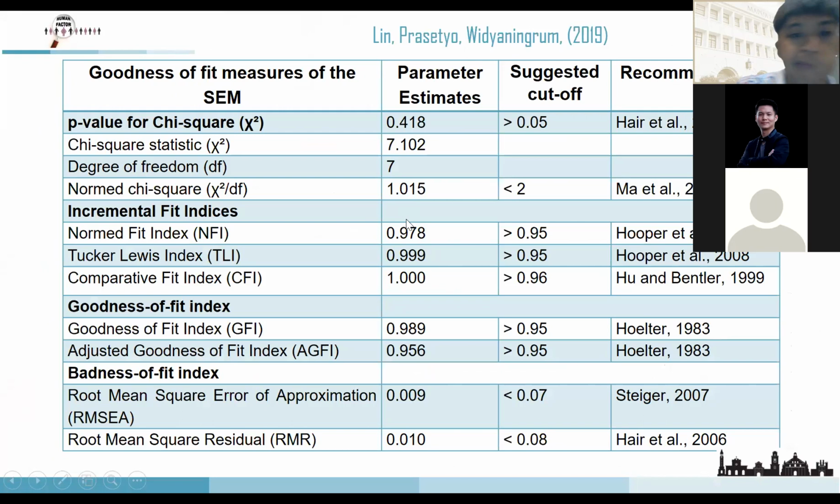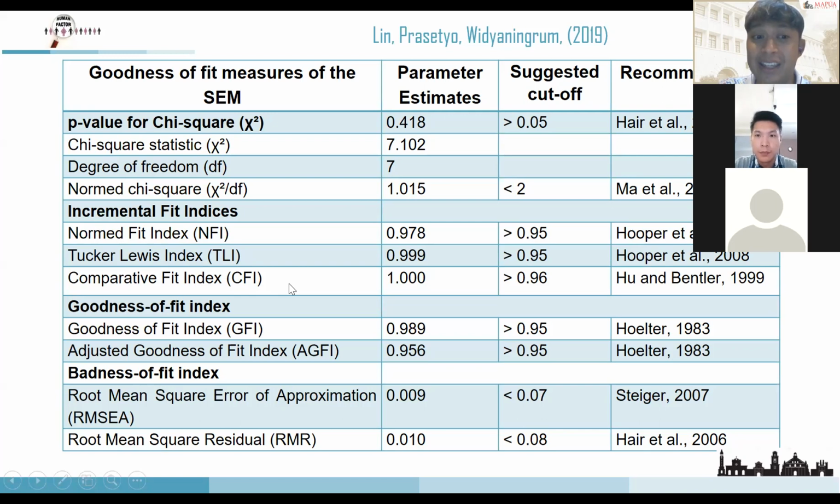Now I go to this one. This depends on the software, but if this is using Amos, you will see this one. Some of the indexes tell you whether your model is actually good or bad. NFI, PLI, and CFI, GFI and AGFI. This value is just like the R squared.